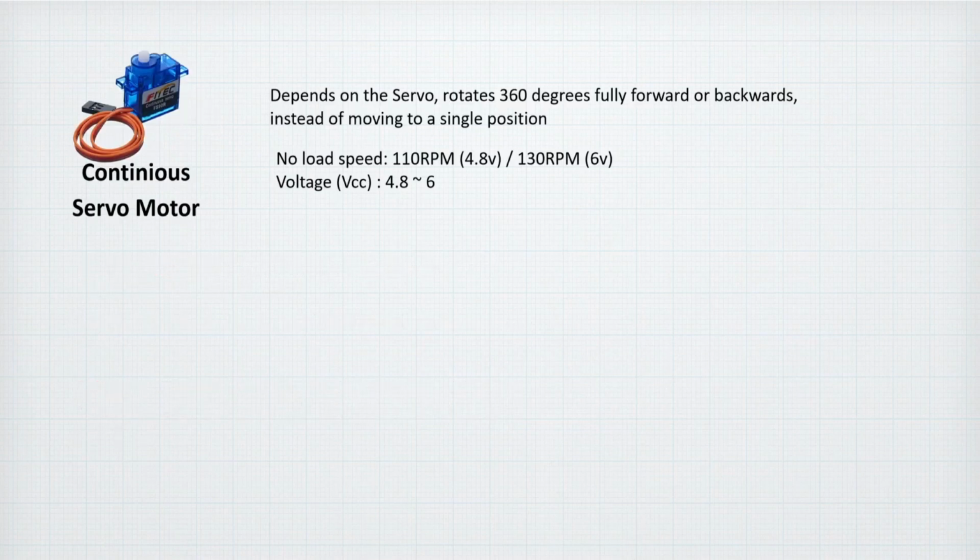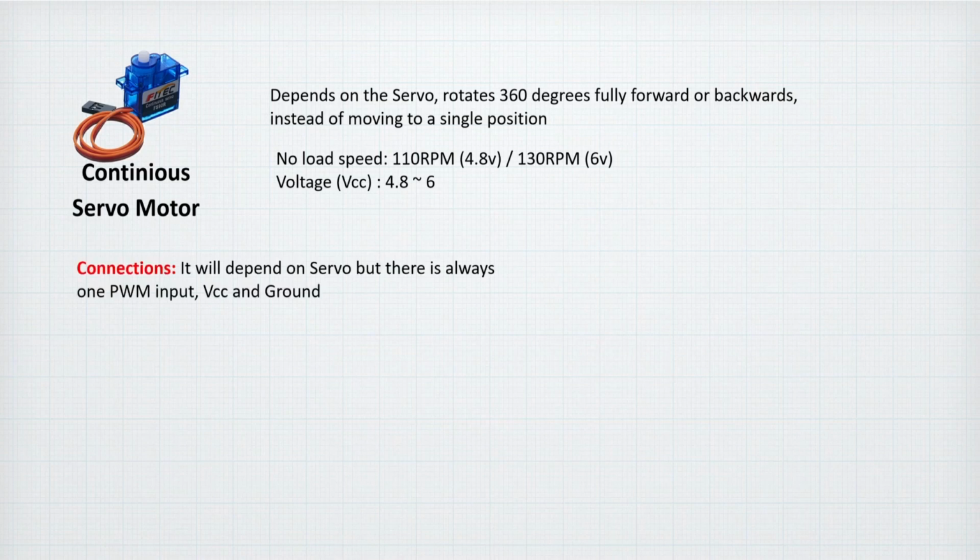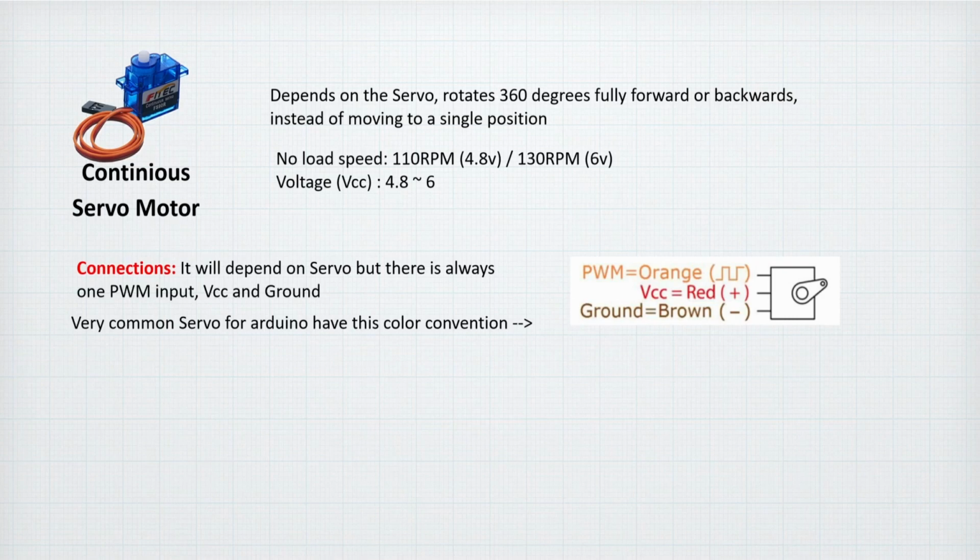Okay, so for the continuous one, the continuous servo motor is a servo motor that rotates forward and backward, and instead of moving to a single position, it's just rotating. And you do have an RPM going from 110 at 4.8 volts to 130 RPM at 6 volts. Voltage is also the same as the normal servo motor, between 4.8 volts and 6 volts. For the connection, exactly the same. You will find the same colors and same thing for the servo motor as there is for the Arduino.